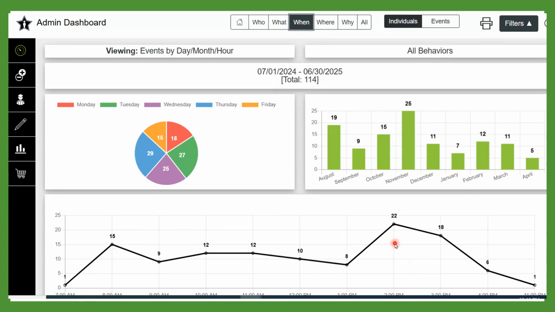Here we see the peak hours for discipline is around 2 o'clock p.m. This speaks volumes, especially for our upper elementary grades, which this data is focused on. Our third, fourth, and fifth, specifically fourth and fifth. This is around transition time when they're transitioning from specials back to class. So that, and then around 3 o'clock where things are happening during dismissal.